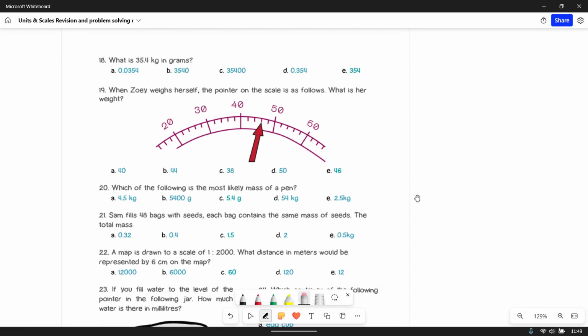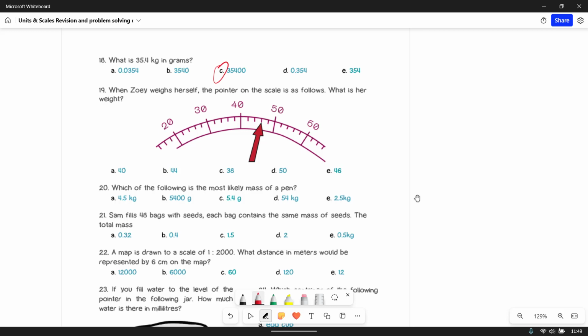35.4 in grams. So that's times it by 1,000. So that'd be 35,400. 18 should be C. So, ways to read the pointers on the scale.